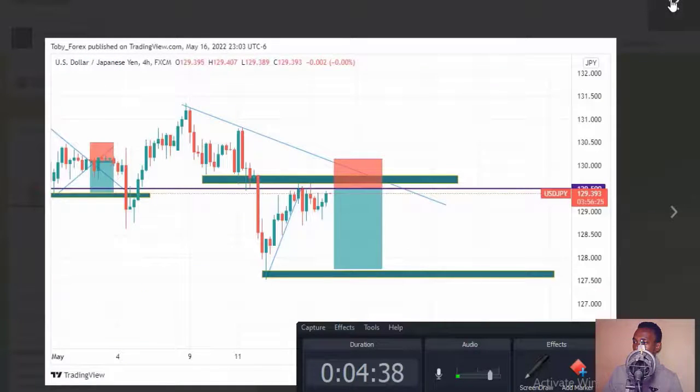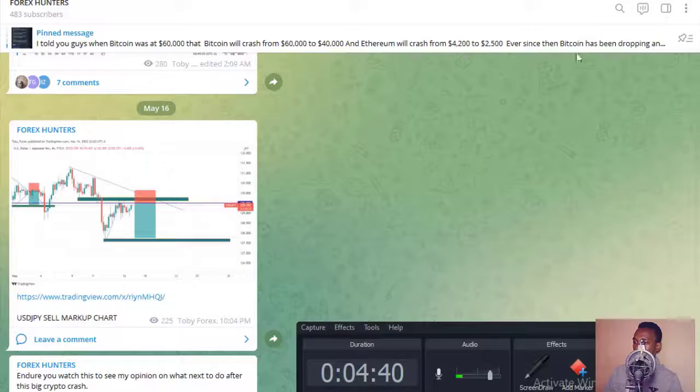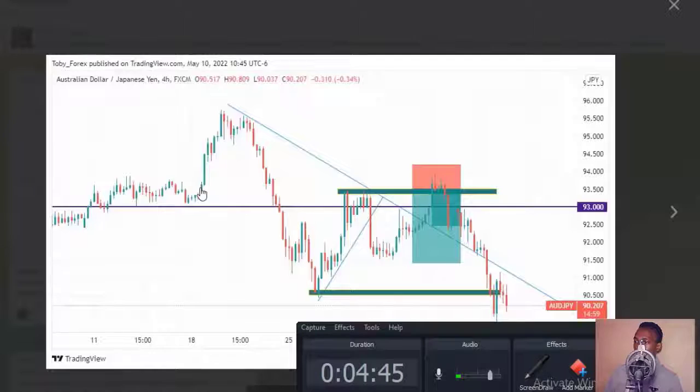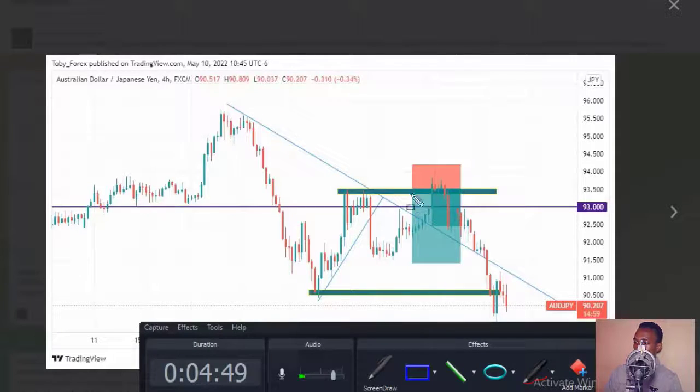This is the trade before I sent it out, which later smashed the take profit. This one is just a simple resistance. This was a resistance, and this was a resistance too. We were able to picture an entry within this area.